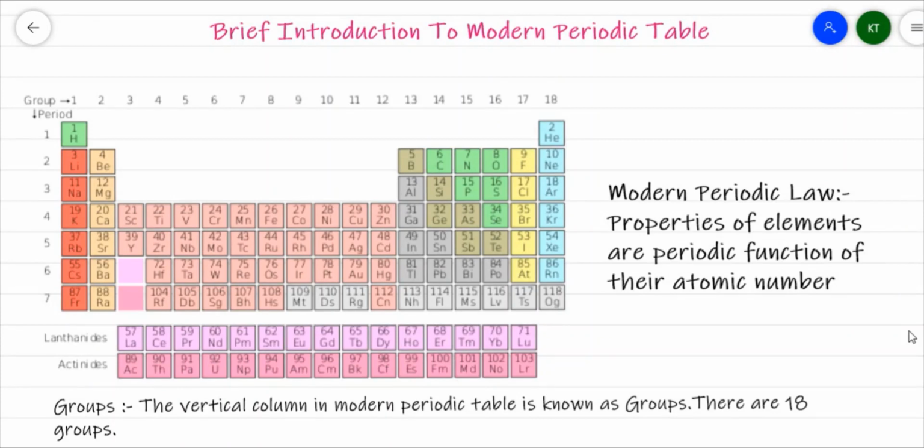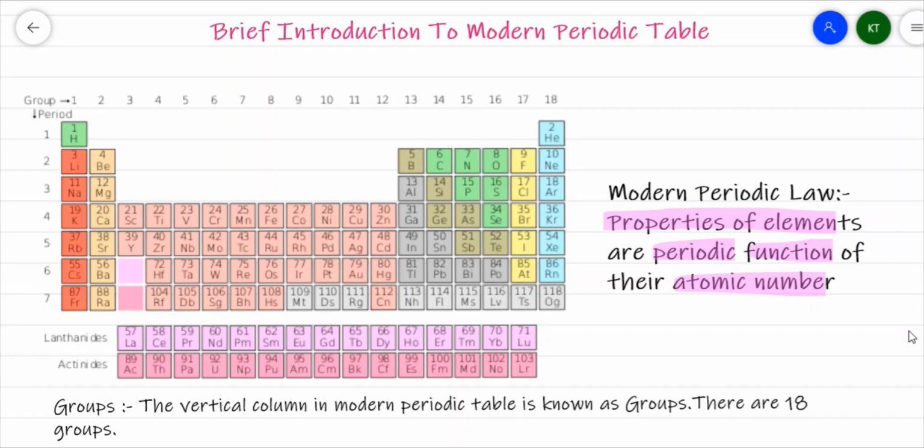In this video, that is video number 1, we are going to take a brief introduction to the modern periodic table. Generally everyone is aware of the modern periodic table from class 9th. The modern periodic table is based on the modern periodic law, which states that properties of an element are a periodic function of its atomic number. That means as atomic number changes, properties of an element undergo change, but they do repeat themselves after a certain fixed interval of time.